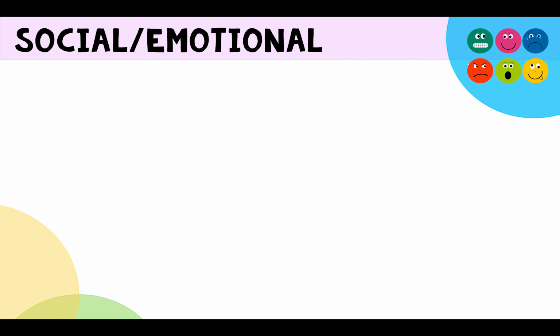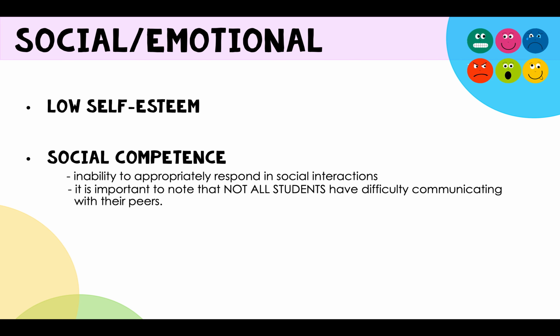Some students with disabilities struggle regulating their social and emotional characteristics. Because of this, it may be difficult to form connections with peers and perform the work in place. Students with disabilities are known to have lower self-esteem than their average peers. Students with disabilities may not have the complete understanding of social competence.